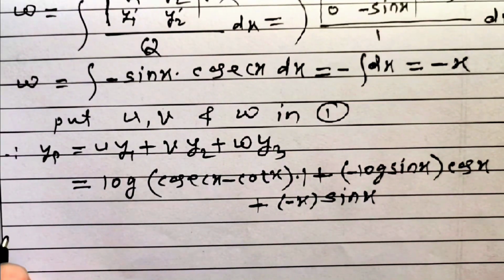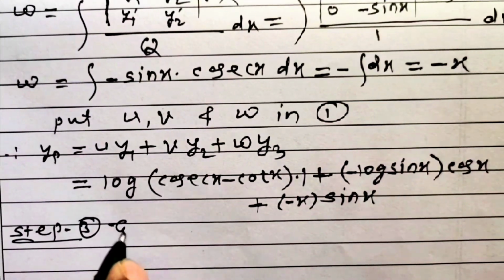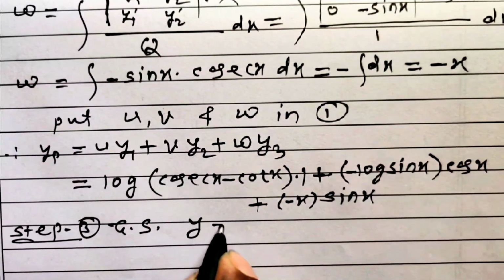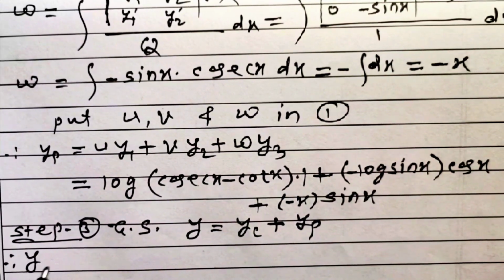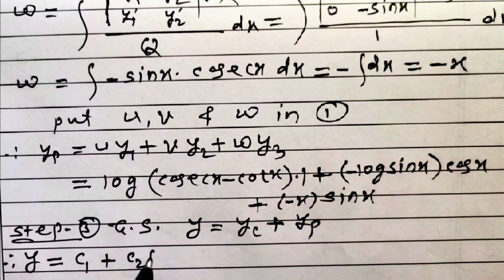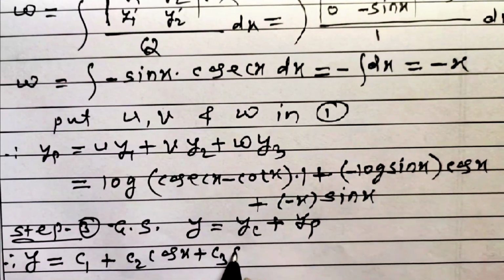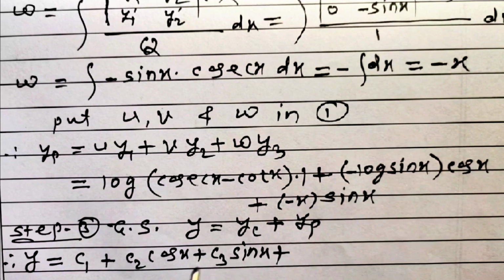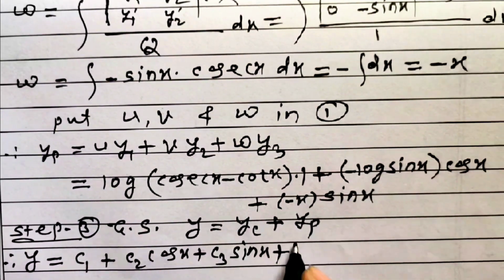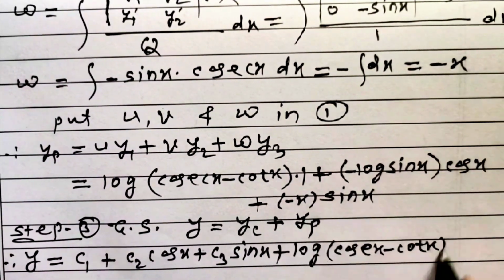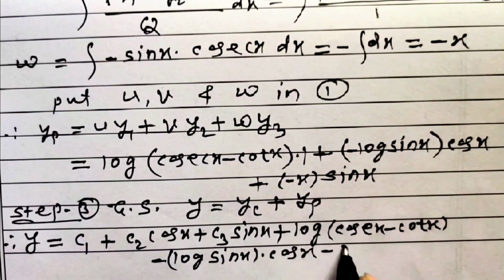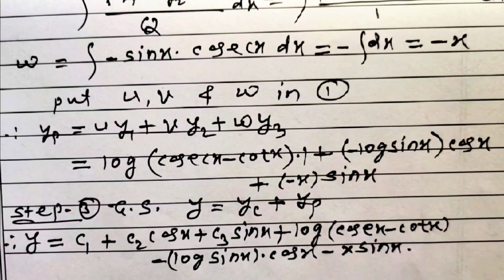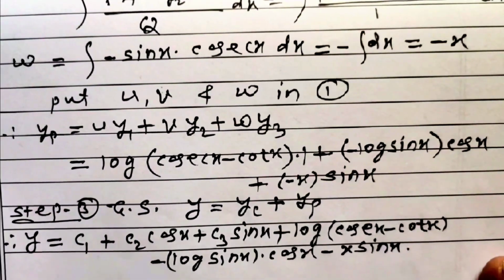Now step number 3, that is the general solution, and the general solution is given by y is equal to yc plus yp. Hence y is equal to yc, which is c1 plus c2 cos x plus c3 sin x, this is the complementary function. Now put the particular integral: logarithm of cosec x minus cot x, minus logarithm of sin x into cos x, minus x into sin x, and this is the final answer of the given linear differential equation.